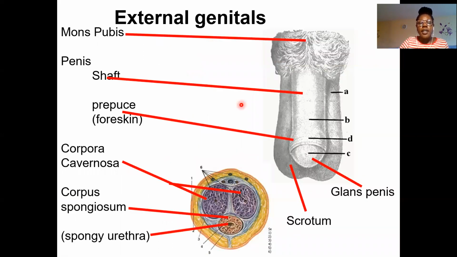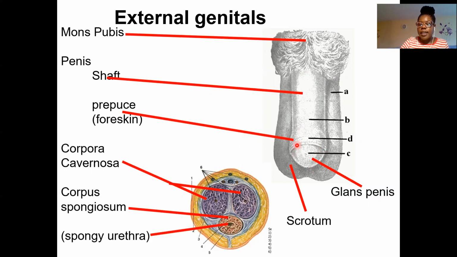Some of the other external genital structures in males: the mons pubis, which is synonymous to the mons pubis in females. Here we can see the genital hair that I mentioned, on the superior aspect of the genital region, the pubic region. We have the penis, which has the shaft, as well as the prepuce, and the prepuce is the foreskin that typically covers the glans of the penis.